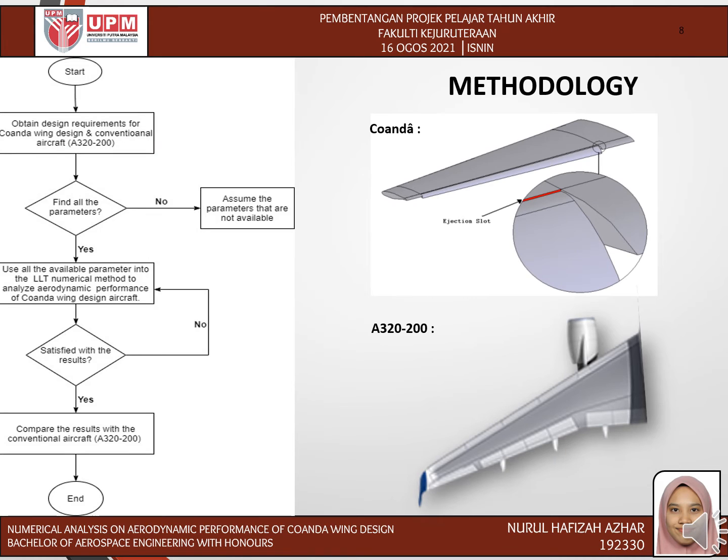In this thesis, as you can see on the right hand side of this slide, two different wing aircraft have been used, which are the Coanda wing design and the conventional wing aircraft. In this case, it is the Airbus A320-200 aircraft. Meanwhile, on the left hand side of this slide, you can see a flow chart of the methodology, starting by obtaining all the design requirements for both aircraft, then proceeding with the analysis of aerodynamic performance of the Coanda wing design, and finishing with a comparison of aerodynamic performance between the Coanda wing design and the A320-200 wing aircraft.